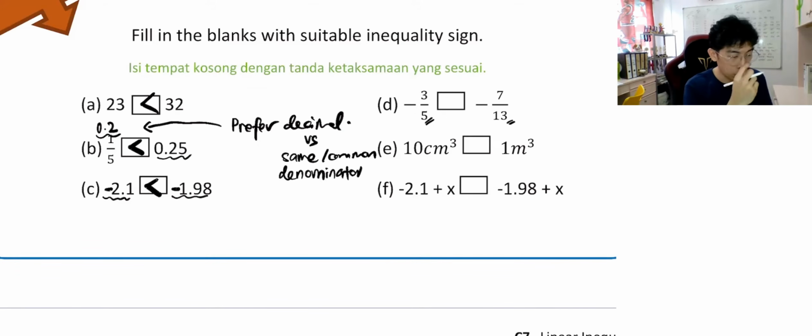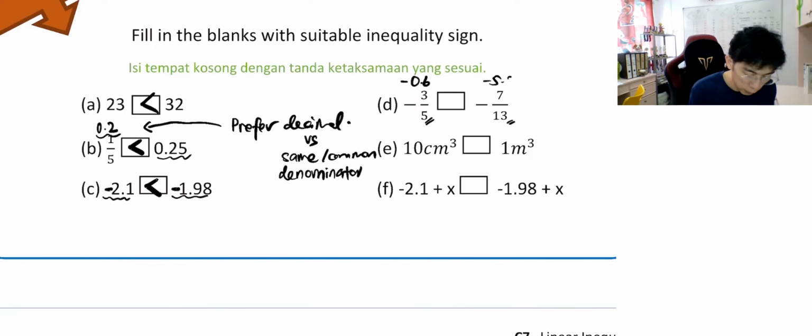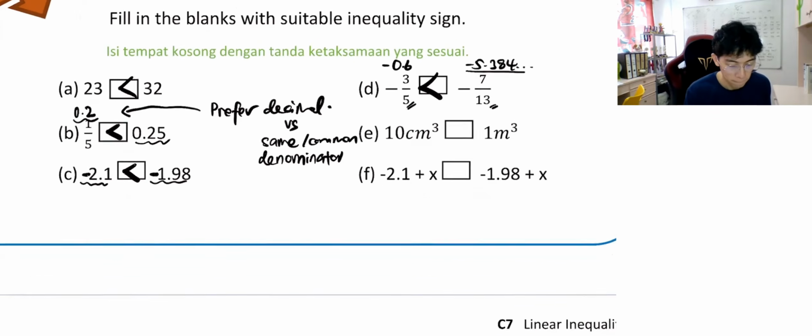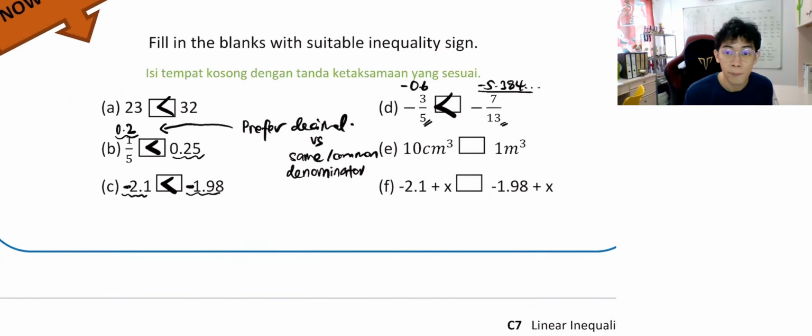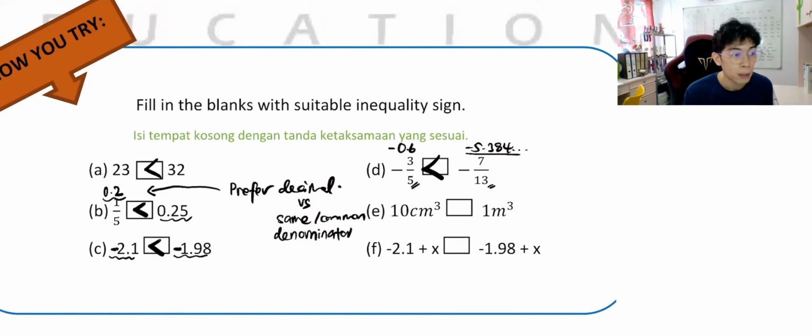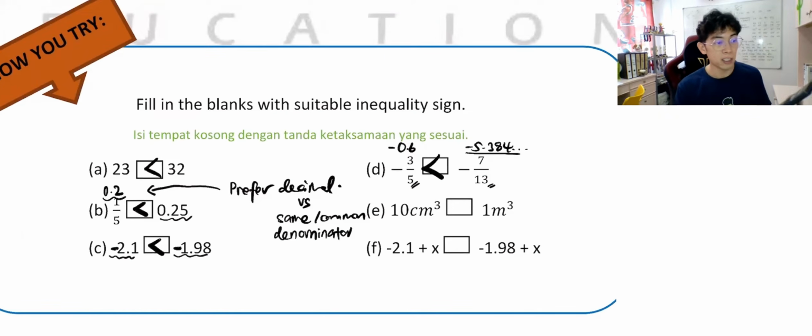So that's why when we do it, we always convert and use a calculator to decide. So it's negative 0.6. So it's negative 7/13. So this is negative 0.538 and so on. So obviously this one is greater, so I put it this way. Okay, right? Decimal with a calculator is simple.